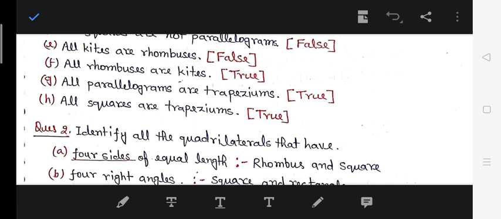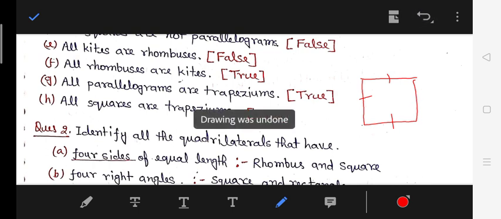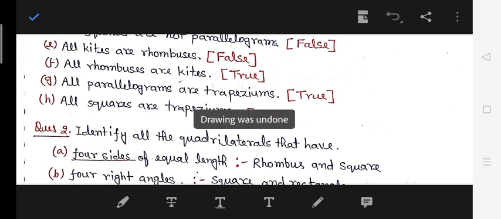So if you are going to draw a square, it will be like this. In the square, again, opposite sides are parallel. So here both pairs of opposite sides will be parallel. It means a square is also a quadrilateral in which at least one pair of opposite sides are parallel. It means a square is also a trapezium. So this statement is also true. So here all squares are trapezium. This statement is true. So that is the true or false.